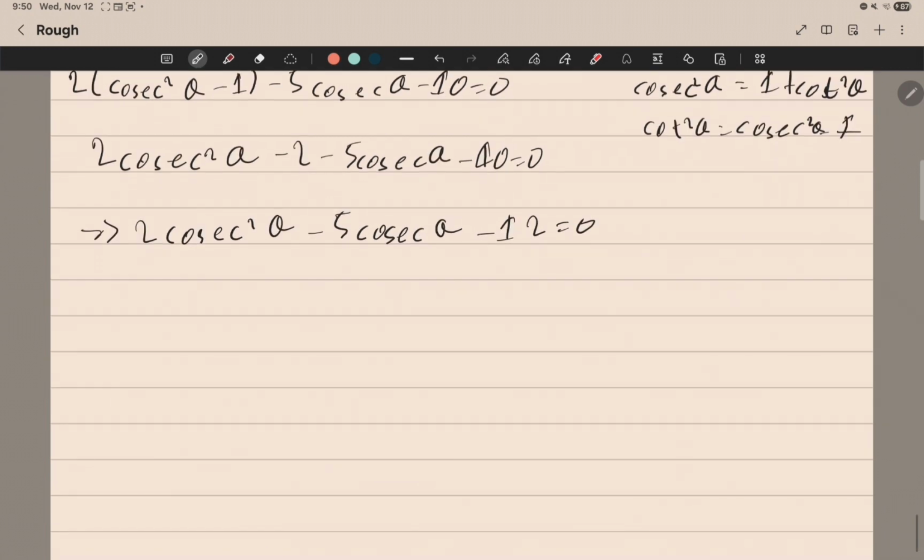Now let's take 2a square minus 5a minus 12 is 0. I'm not going to try to middle term this. Oh wait, sorry, 2a square. And let's say a to be cosec theta, not cosec square theta. So we just use the quadratic formula.